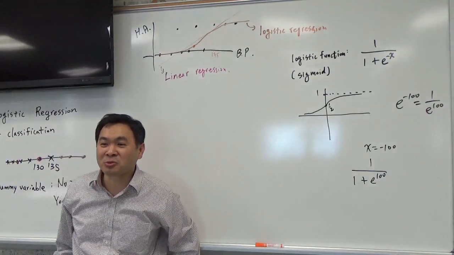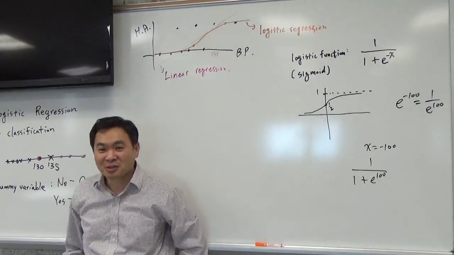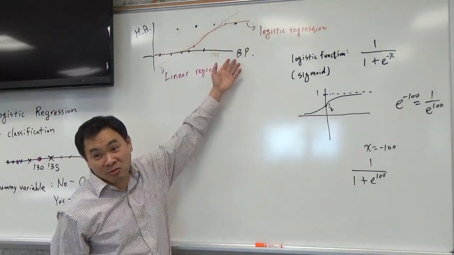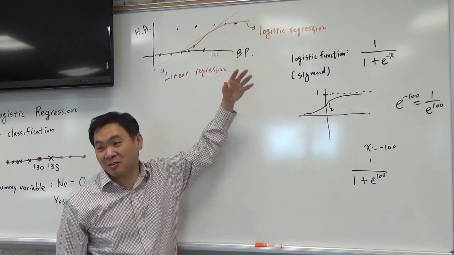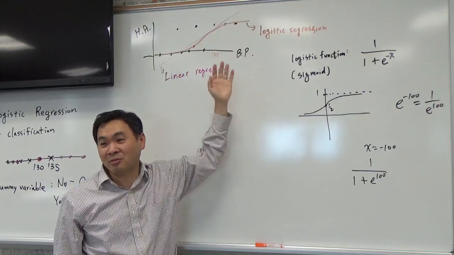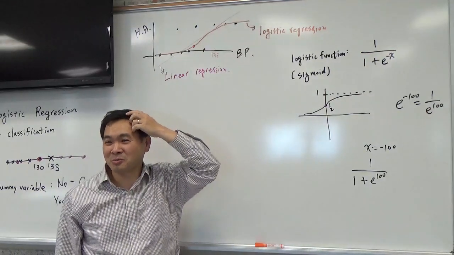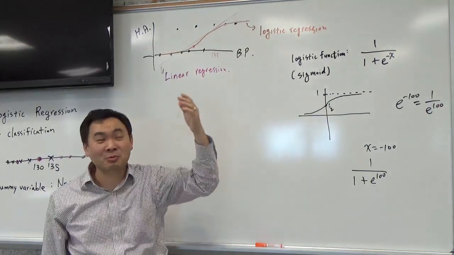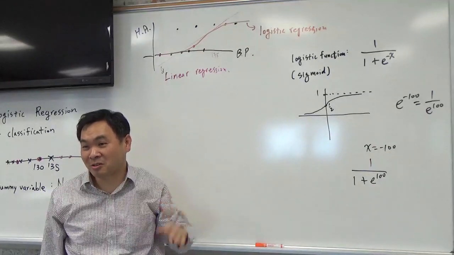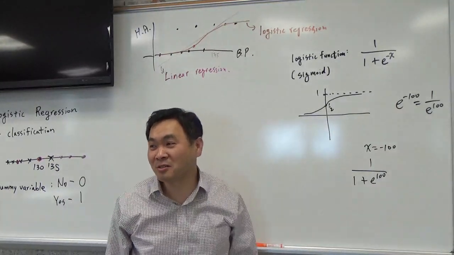I mean, we never know for certainty. Like, having blood pressure 180 doesn't mean that you're certainly going to have a heart attack. I don't know. Is that true? Maybe it's true. But, you know, some people have really high blood pressure, but then they manage to survive.